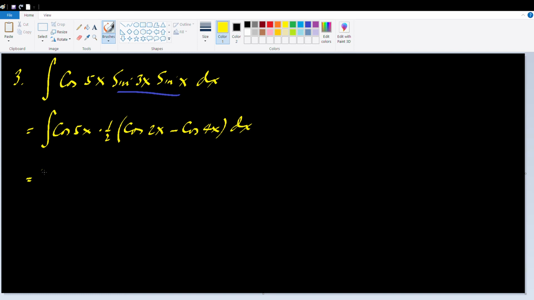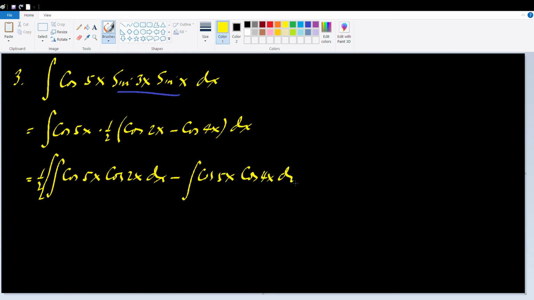Let us factor 1/2, and then we write the integral of cosine 5x cosine 2x dx minus the integral of cosine 5x cosine 4x dx. Okay, so in this case, what did we do? We factored 1/2 and then we distributed cosine 5x.